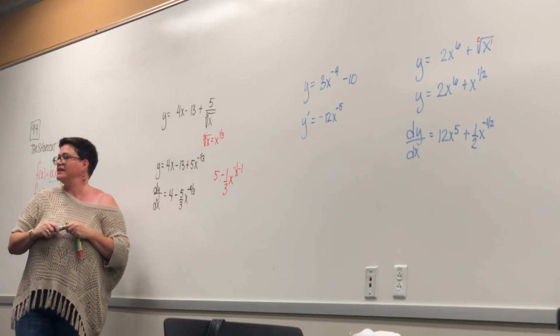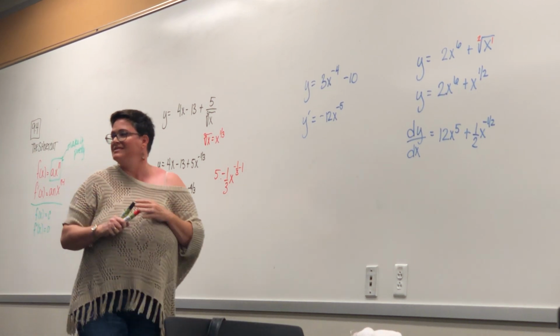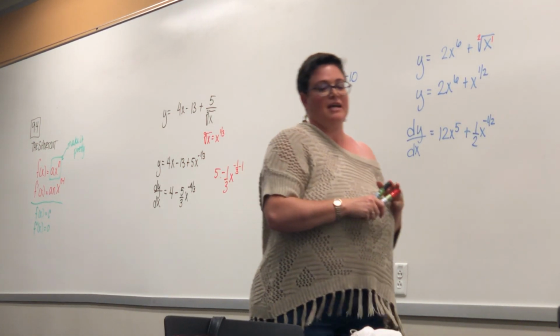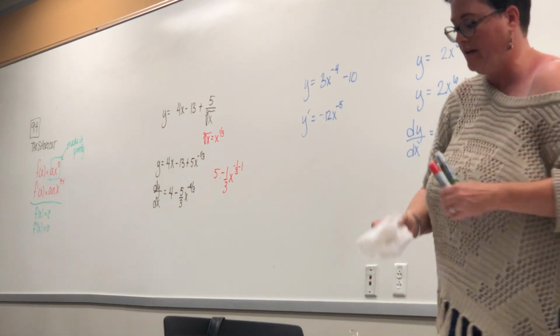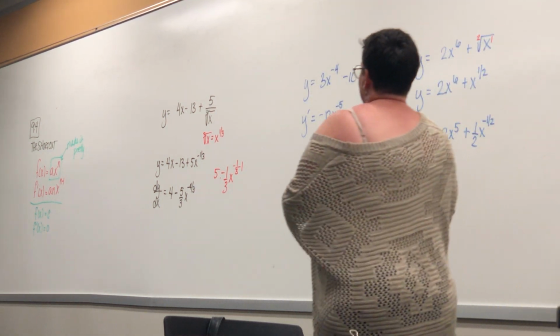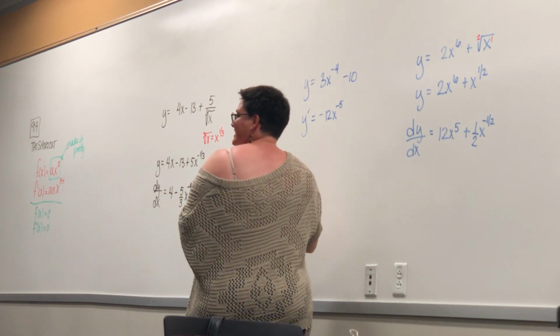Right, you killed it. Constants by themselves die when you take derivatives. Obviously, you can't do 4 times 1 is 4. And then when you have an x by itself, you basically get rid of it.